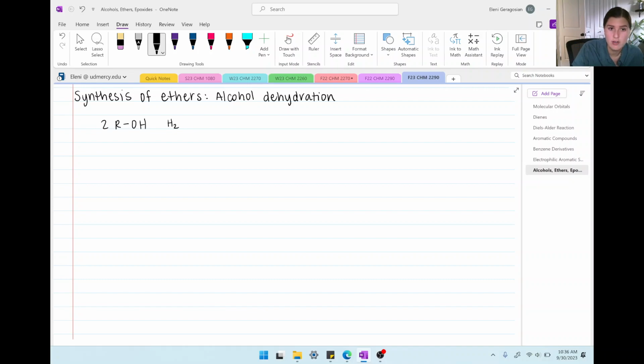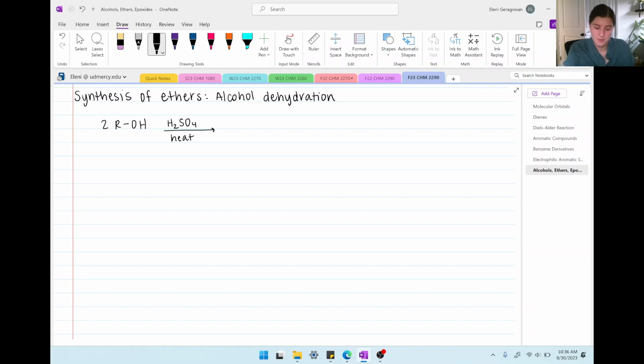A classic strong acid is sulfuric acid, H2SO4. Other strong acids are okay to use as well. And then typically some heat is used in this reaction to help the reaction move along. We're just looking at the reaction scheme here, then we'll go through an example with the mechanism.